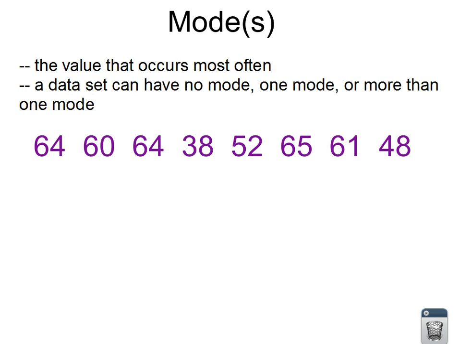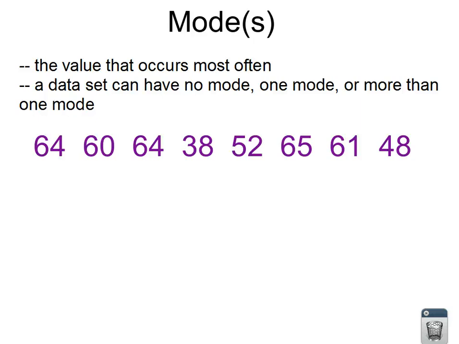All right, the last way of finding the average or the middle or some type of occurrence between your data. We're trying to study all these pieces of data to see if they have any type of relationship to each other. And now we're going to talk about the mode. Now the mode is the value that occurs most often. It could have no mode, one mode, or more than one mode. All right, so I'm going to go through each of those situations for you.